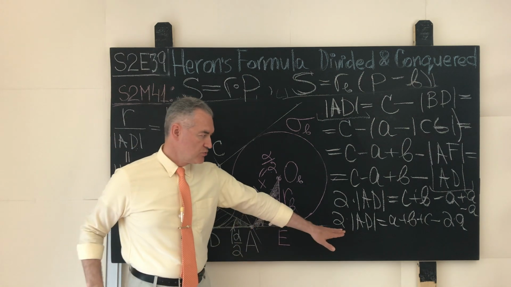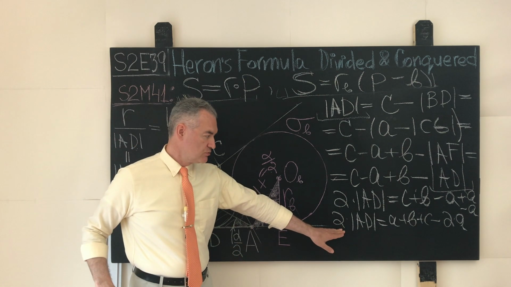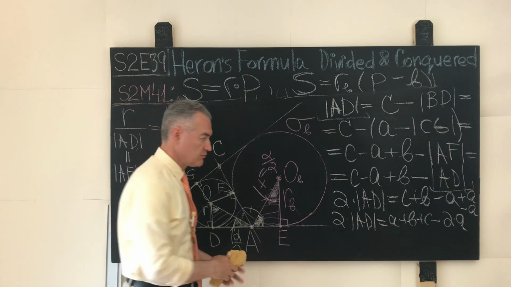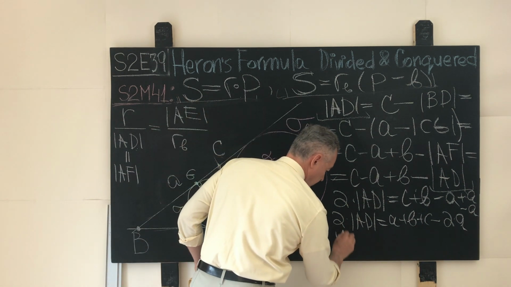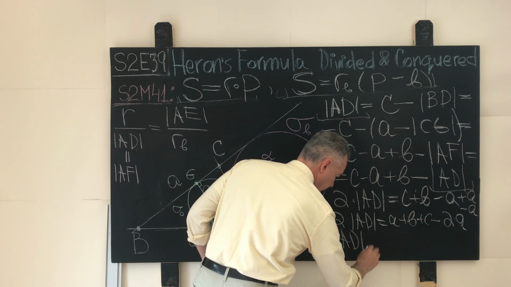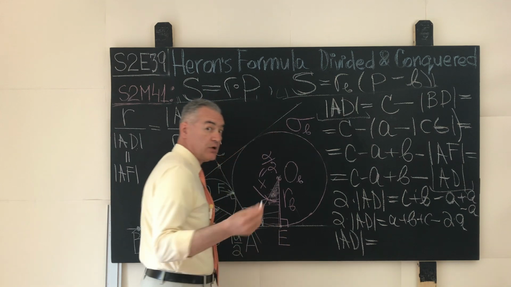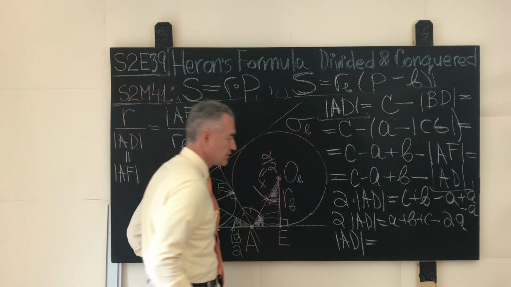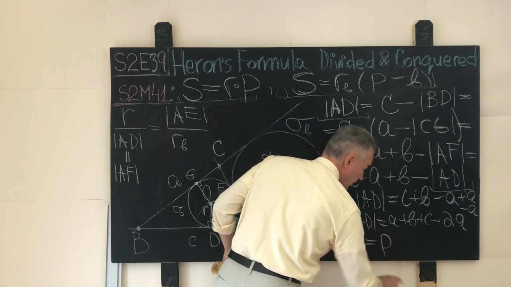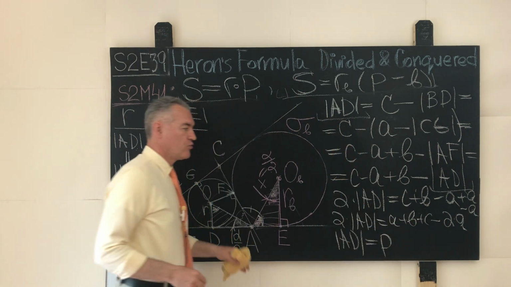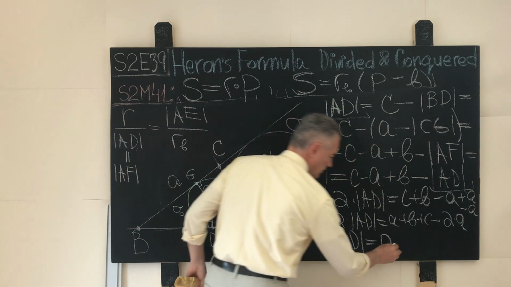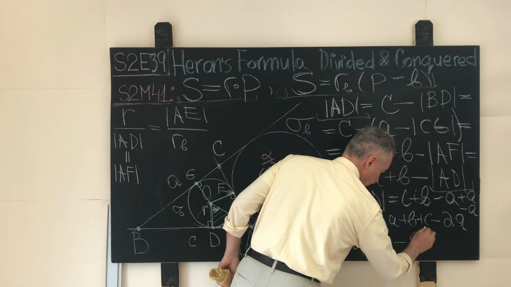This maneuver is nothing more than the good old middle school symbolic shuffling. Divide both sides of the equation by 2, and what do we have? We have the distance between the points A and D equal to what? A plus B plus C over 2 is what? This is our favorite semi-perimeter, P, minus 2A over 2, minus A. Voila.